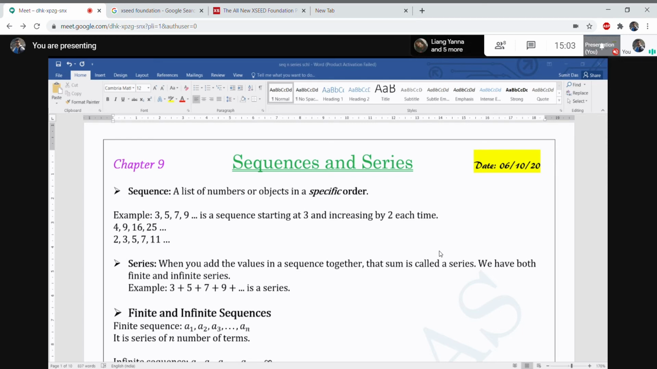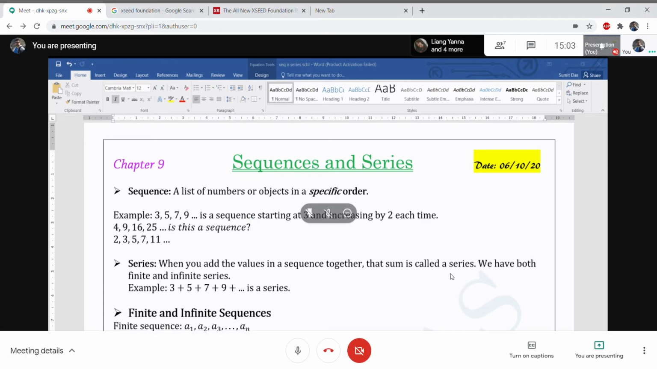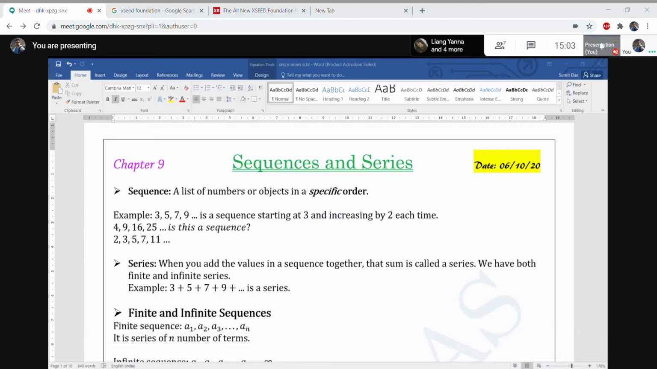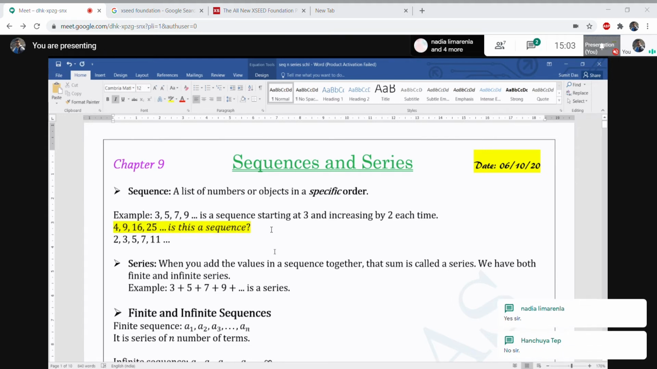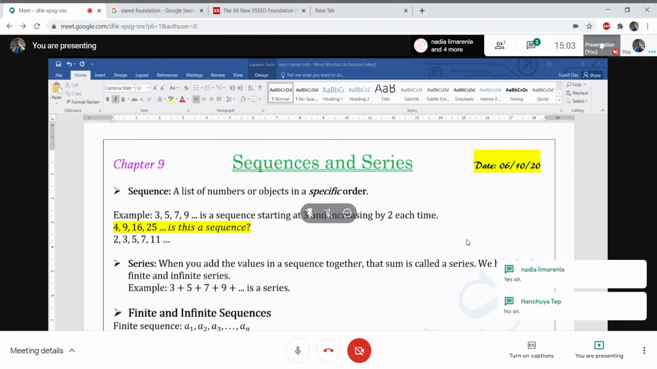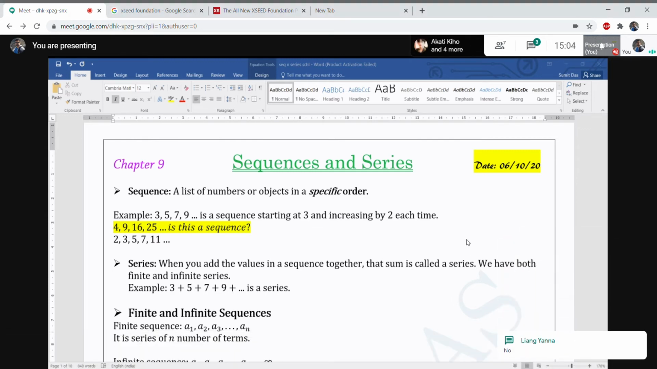Next example: 4, 9, 16, 25. Can anyone tell me, is this a sequence? Is it following any particular, specific order? Let me know. This yellow color one, is this a sequence, yes or no? Those who are saying yes, please explain why this is a sequence. Who is saying yes?